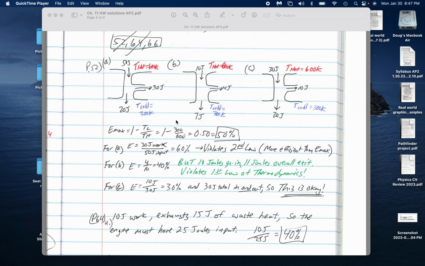Also, for all these heat engines, the hot temperature is 600 Kelvin, the cold temperature is 300 Kelvin. So the maximum possible efficiency, according to the second law of thermodynamics, is 50%. However, here you get 30 joules out for putting 50 joules in. That's 60%, so this does violate the second law. You can't be more efficient than the maximum efficiency. And why is that the maximum? Well, if the temperature is off by 50%, then the energy in each area has to be different by 50%. But it's not. It goes down by 60%.